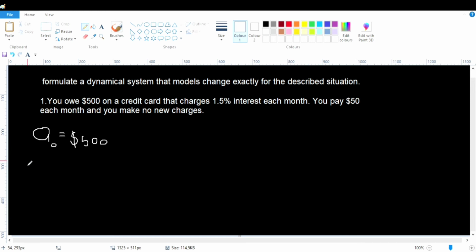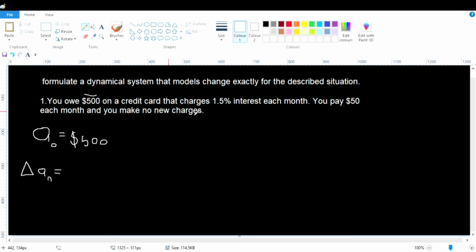Here is our second step. This is change. Change is equal to some function. So now let's make a function out of this situation. Let's say now you owe $500.